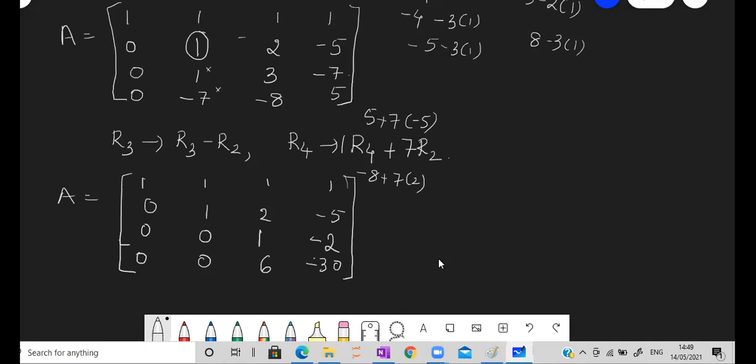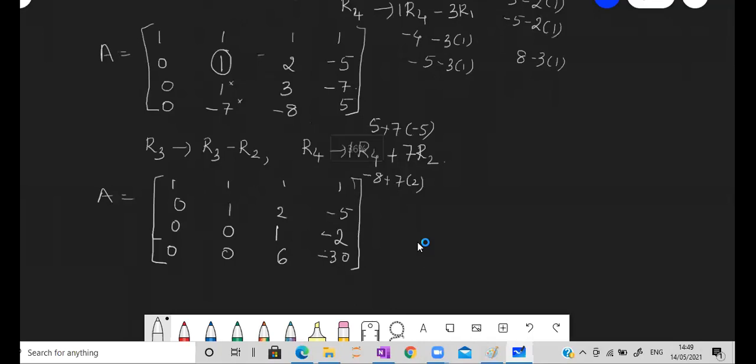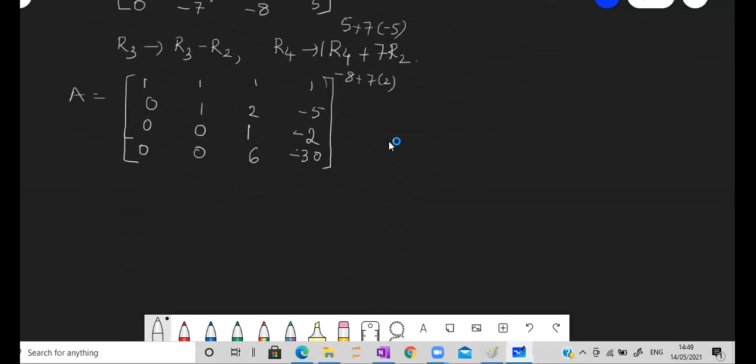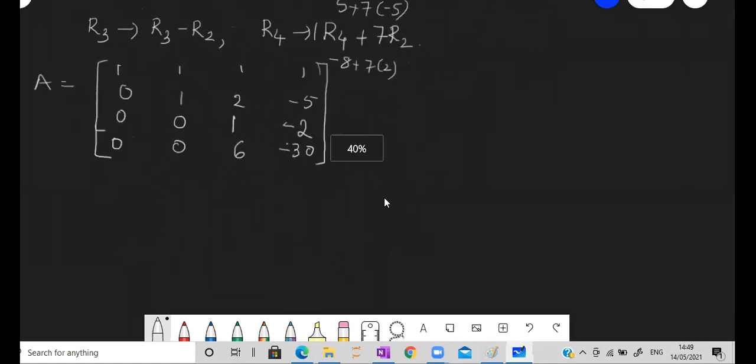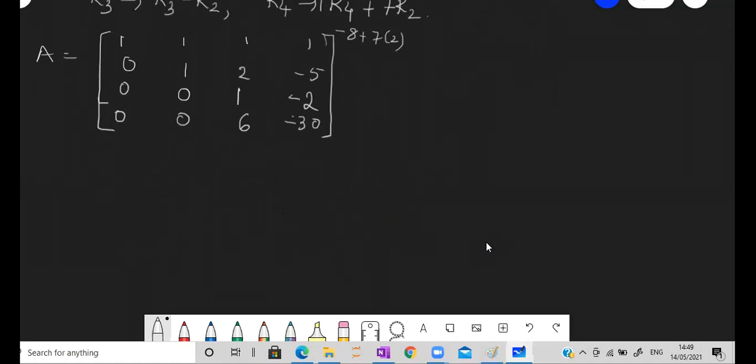In which row is it lying? 1 and minus 30. Okay, but among the two, which do we have to consider first? R4. No, before R4 you should take R3, no? Yes, ma'am. With the help of this, you are going to reduce this 6 to 0. So the operation is for R4.